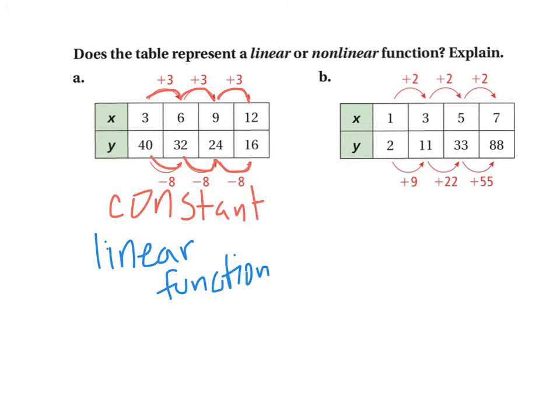And then if it tells you to explain, you're going to say, as x increases by 3, let me type this. As x increases by 3, y decreases by 8. And that's how you would explain how this is working.